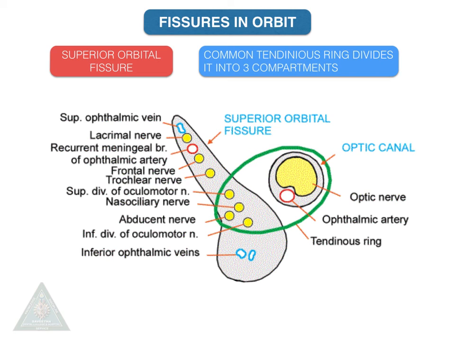Through the lateral compartment, we have the trochlear nerve, the frontal and the lacrimal divisions of the ophthalmic division of trigeminal, the recurrent meningeal branch of ophthalmic artery, and the superior ophthalmic vein. Through the tendinous ring, we have the upper and lower divisions of the oculomotor nerve, the abducens nerve, and the nasociliary branch of the ophthalmic division of trigeminal. Through the medial compartment, we have the inferior ophthalmic vein.